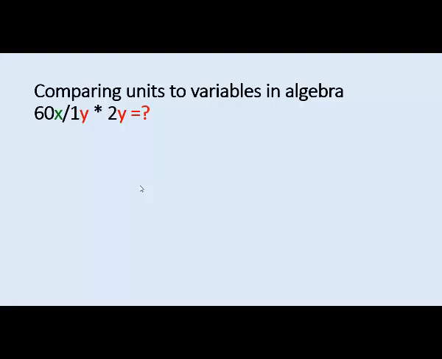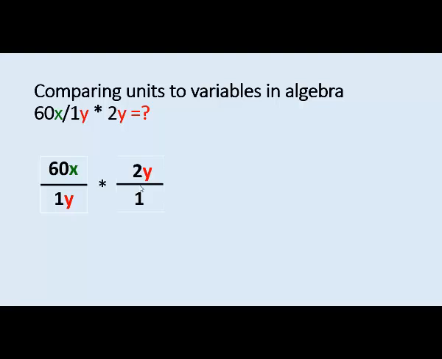So let's say I have 60x over 1y times 2y. Let's write this as some simple fractions to keep track of what's happening with my variables x and y here. So here I've written 60x in the numerator, and in the denominator I'm putting 1y. Now I'm going to multiply by 2y, but I want to write it as a fraction. This will help me keep track of everything if I'm writing them all as fractions during conversions. So I'm going to have 2y over 1.